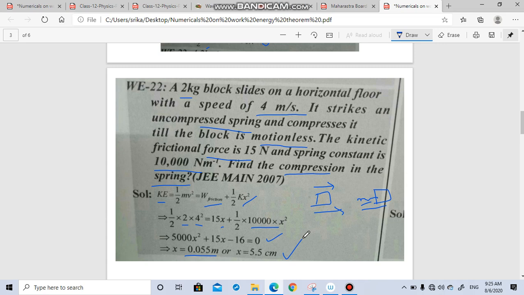The work done by the block is taken by the friction, the work done by the frictional force, and the work done on the spring. The work done by the block is not entirely transferred to the spring. Some part is taken by the friction. If friction is not there in the question, then that frictional part will not come. If the question says that the ground is smooth, then there is no question of frictional force. Okay.